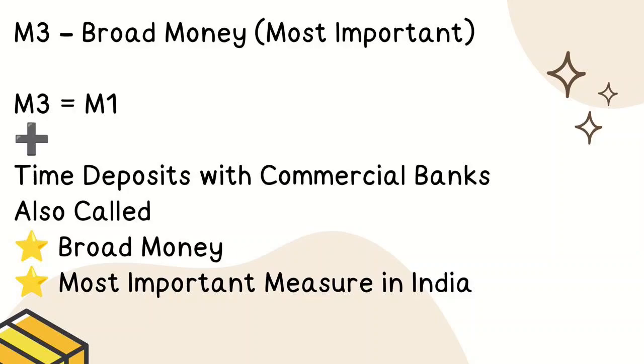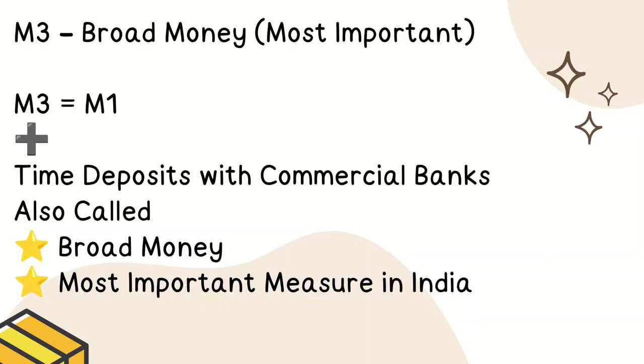Now you may ask, what exactly is a time deposit? Think about a fixed deposit. Suppose your parent invests 1 lakh in an FD for 1 year. Can they normally use that money tomorrow to buy groceries? No. The money is kept in the bank for a fixed period. That's why it is called a time deposit. Unlike savings accounts, these deposits are less liquid, but they are still a form of money because they belong to the public. That's why they are included in M3.